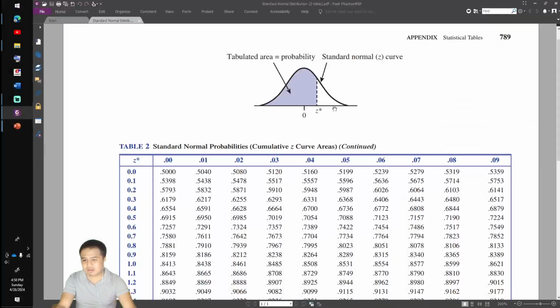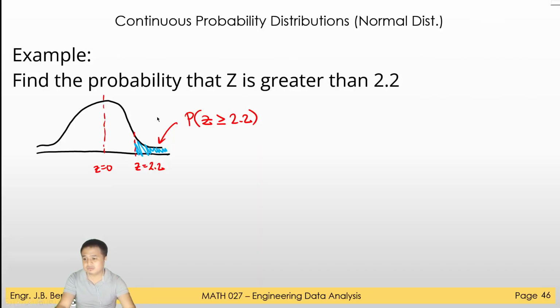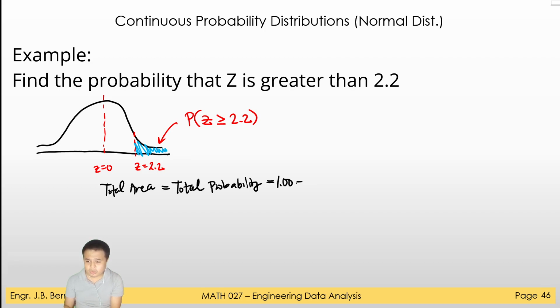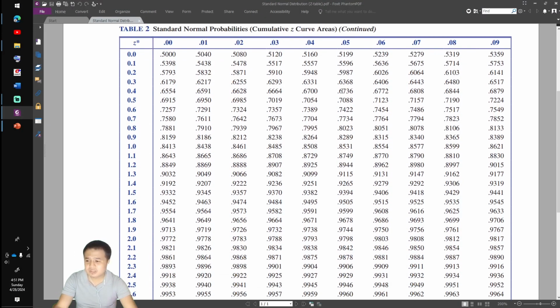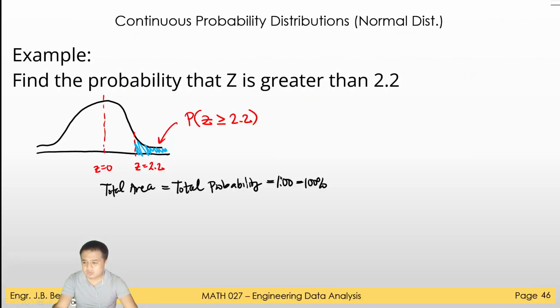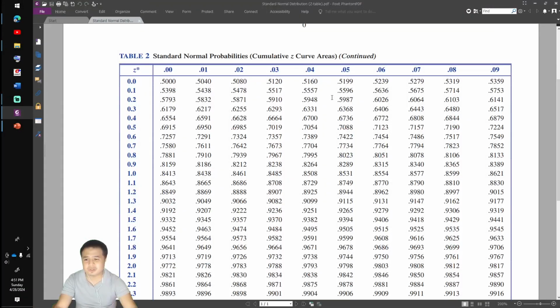So what we're trying to find here is on the rightward side of our graph. So how do we find that now? I didn't mention this, but the total area of a normal distribution curve, which is also the total probability, is equal to 1, or 100%. Okay, so that's one. For this one, how do we do this? We have 2.2. So z is equal to 2.2.